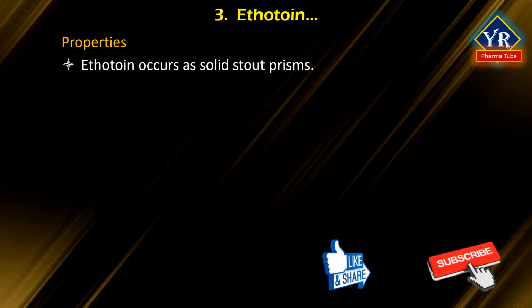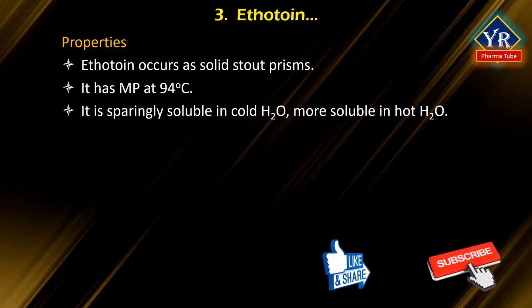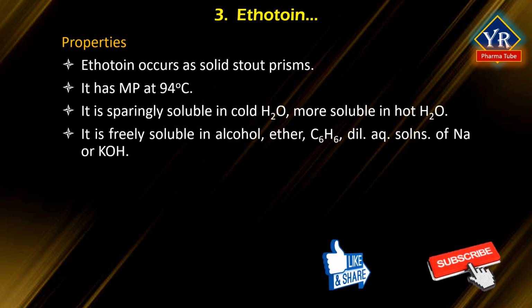Ethotoin occurs as solid stout prisms from water. It has a melting point of 94 degrees centigrade. It is sparingly soluble in cold water, more soluble in hot water. It is freely soluble in alcohol, ether, benzene, and dilute aqueous solutions of alkali hydroxides. Ethotoin darkens on exposure to light or extreme heat. When heated to decomposition, it emits toxic fumes of nitrogen oxides.